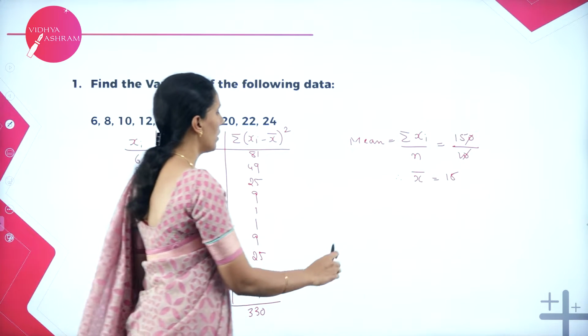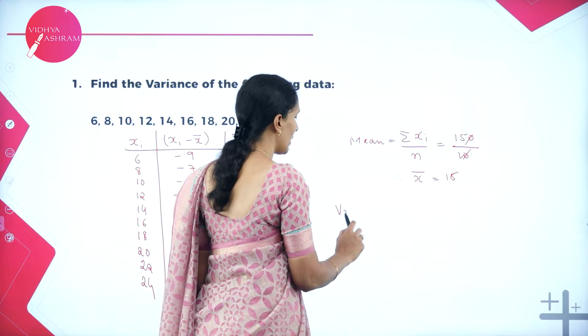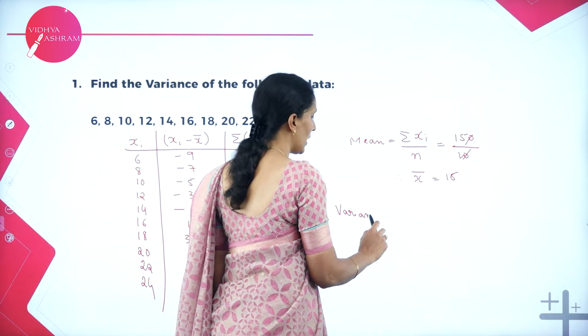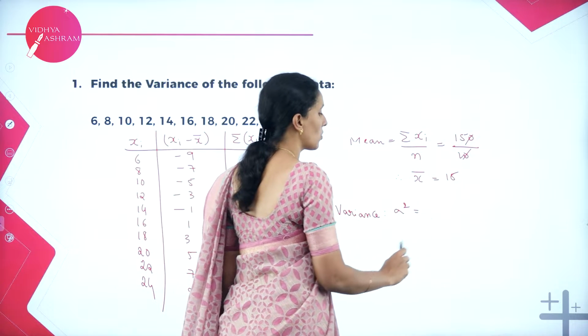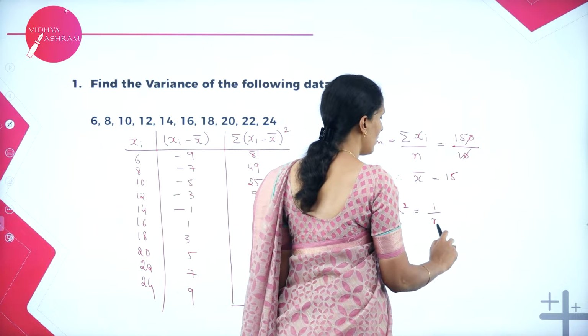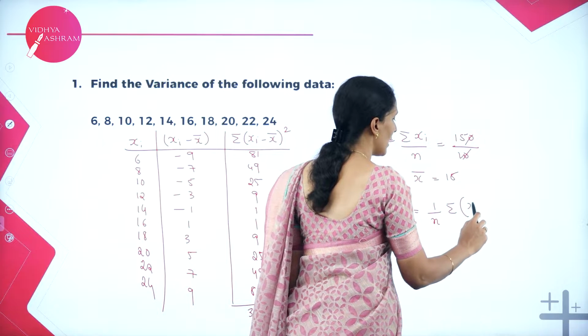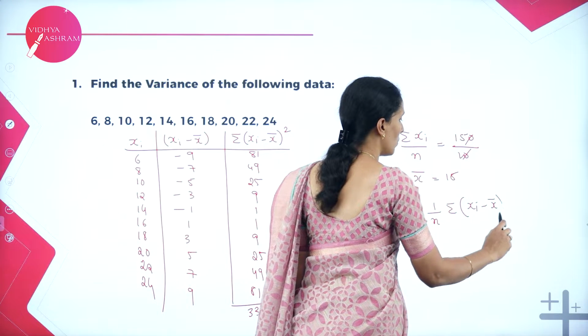Therefore, now we need to calculate the variance. We represent variance as sigma square. So sigma square is 1 by n times the summation of (xi minus x bar) whole square.